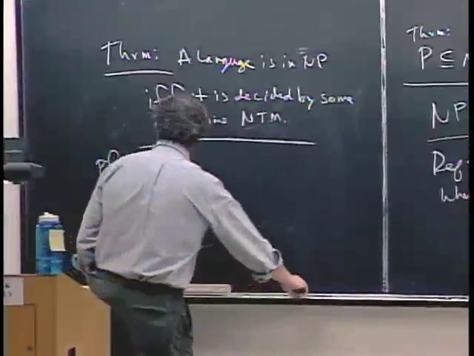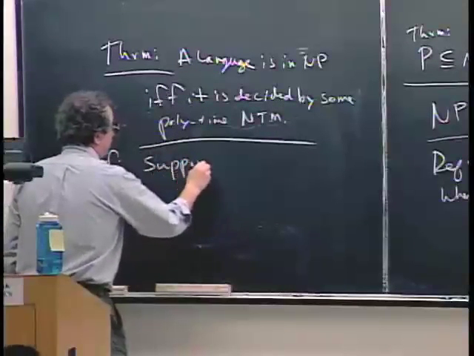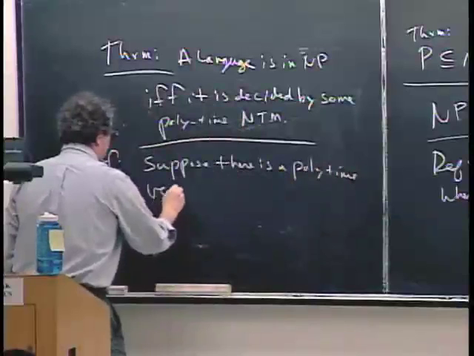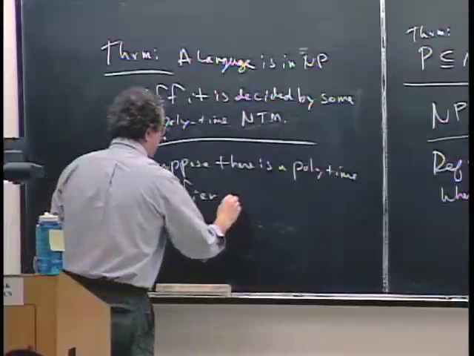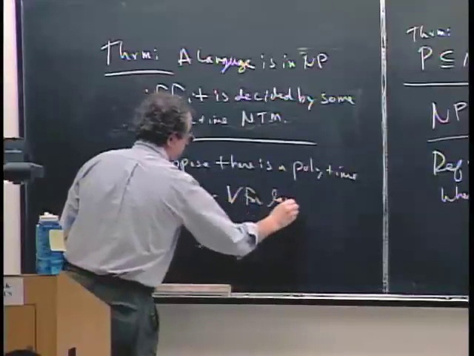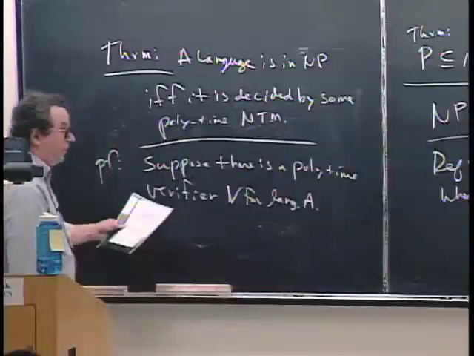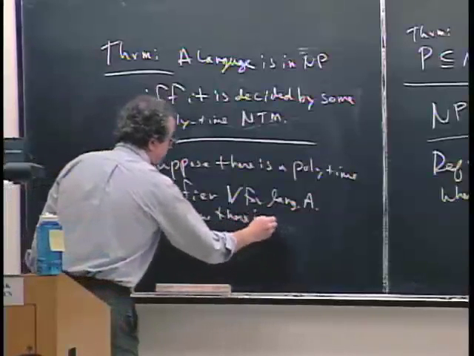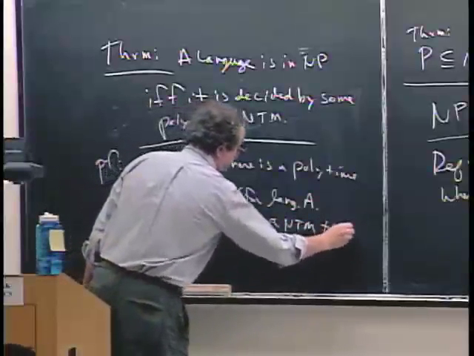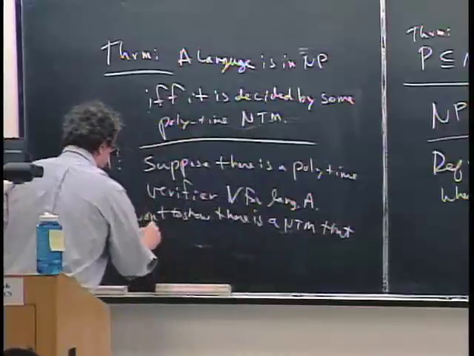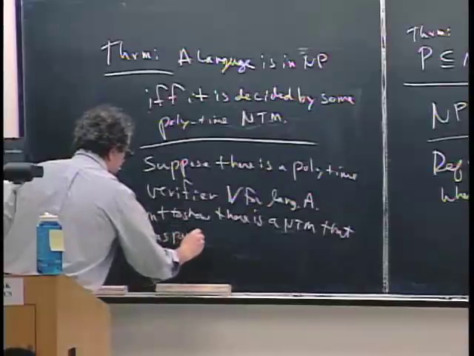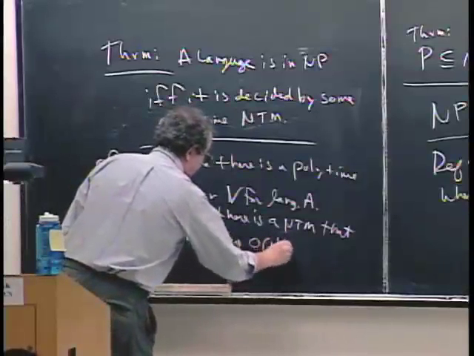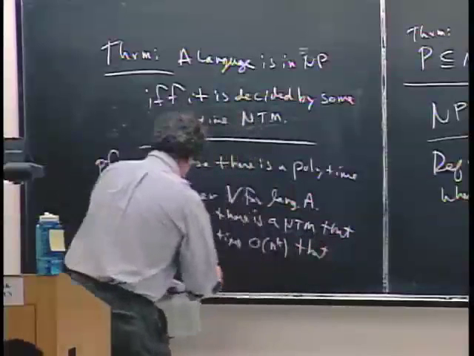So let's go in one direction. Suppose there is a polytime verifier V for language A. Then what I want to show is that there is a non-deterministic Turing machine that has running time order n to the k, some polynomial, that decides A.